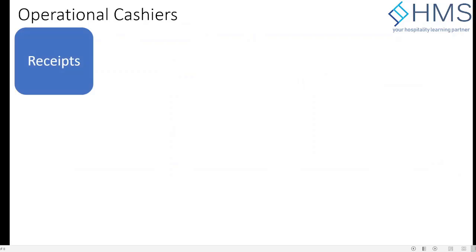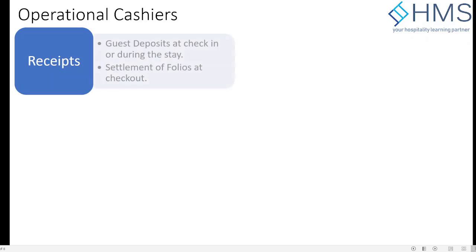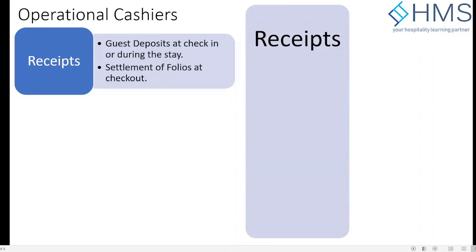The operational cashiers usually have two types of things. One is receipts. Normally, that is the guest deposit at the time of check-in or during the stay, and settlement of the folios at checkout. That's usually the receipt of the operational cashier. Or at F&B, the settlement by the guest in cash if they are supposed to pay in cash. There are many guests staying in the hotel who are supposed to pay cash only, right? So even at the F&B, an outlet or a spa, they will have to pay cash. So these are the normal receipts from the operational cashiers.